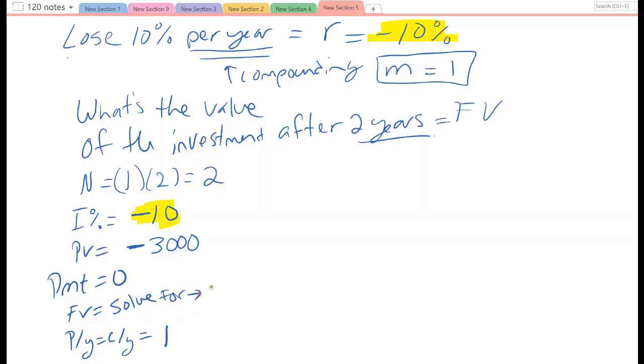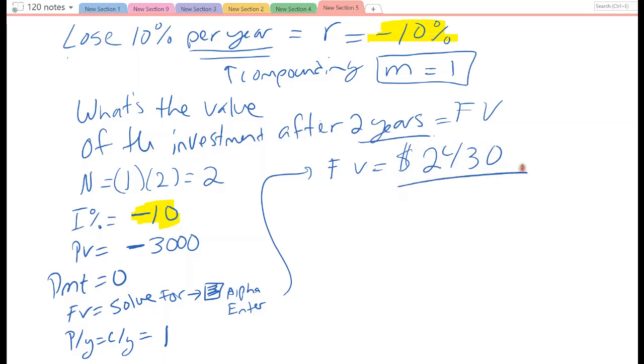Alright, so remember, when we solve for something, we put our cursor here, and we hit alpha, enter. And that's how we solve. So if you plug all that in, you hit alpha, enter. To check to make sure you've done it right, the future value should come out smaller than the initial amount because I'm losing money. And it does. If you plug that in just like I did there, it comes out to 2,430, which checks. That seems reasonable.